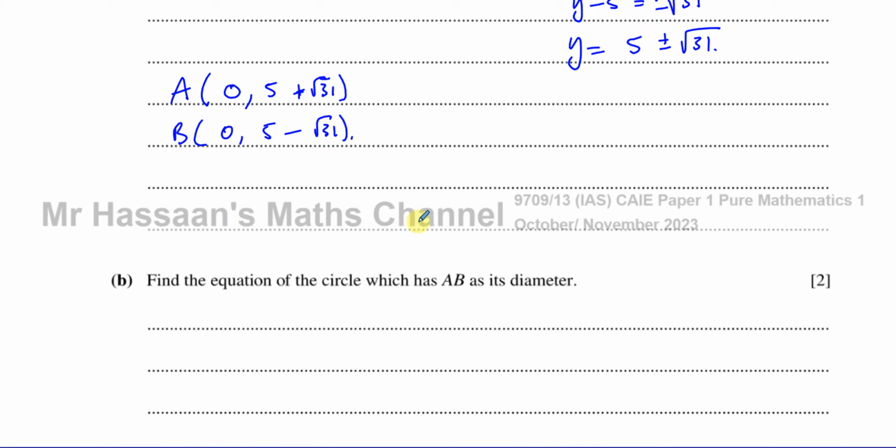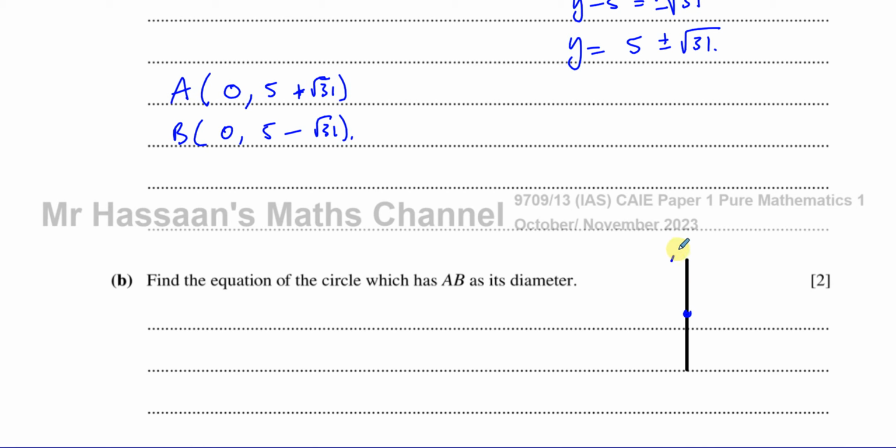Now for part B, it says find the equation of the circle that has AB as its diameter. Okay, so now we have these 2 points, which is basically the diameter of a circle. So if we think about it, these 2 points, the diameter of the circle would be something like this. This would be a vertical line.